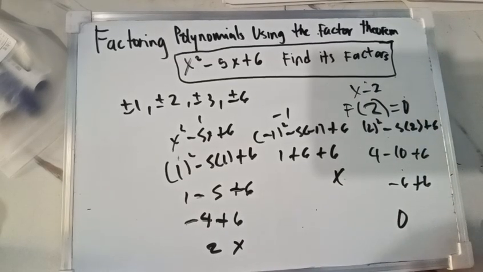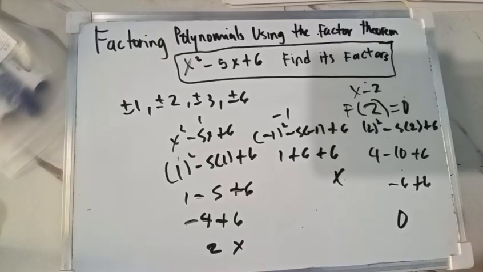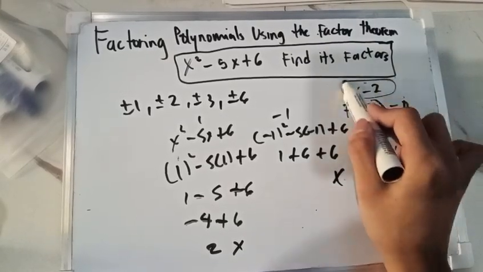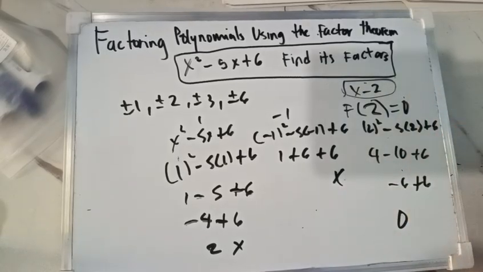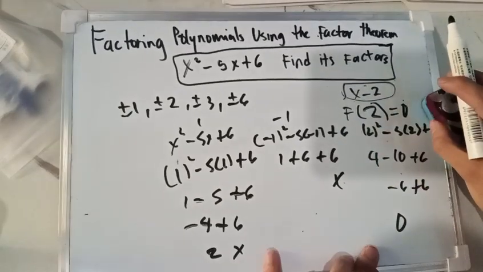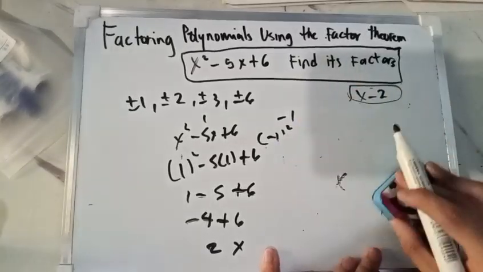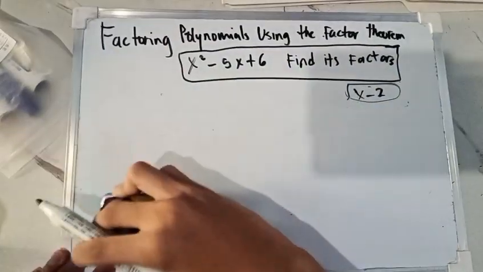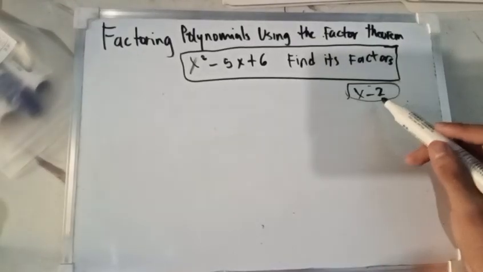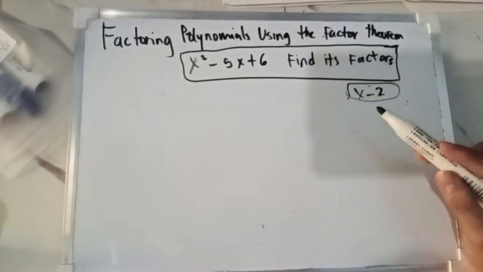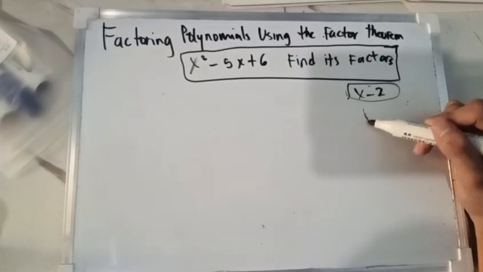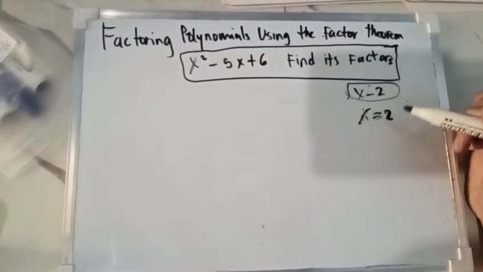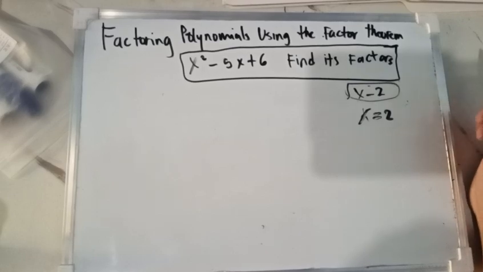We can still continue, but it's a long process. So what we want to do is a process called synthetic division using the value that we found. So for our third step, we do synthetic division using x minus 2. So x minus 2 is equal to x equals 2.